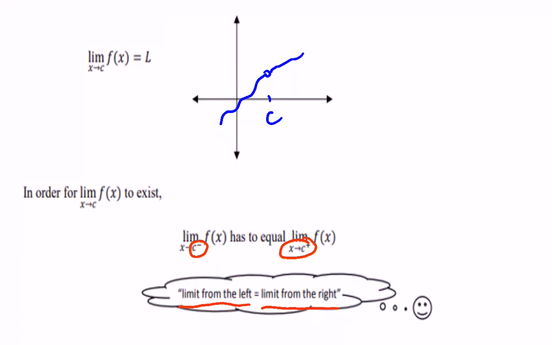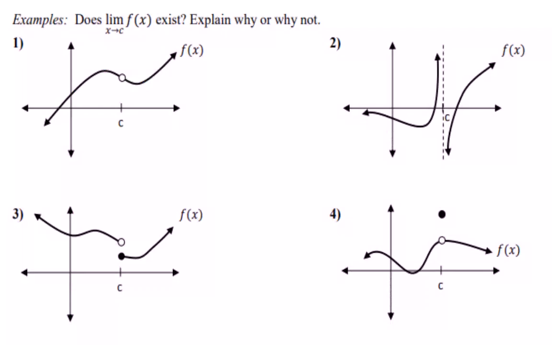So in the little picture I have at the top, as I move from the left and from the right, I end up at the same spot. And so even though that exact point does not exist, we would say the limit exists. So let's look at some examples.